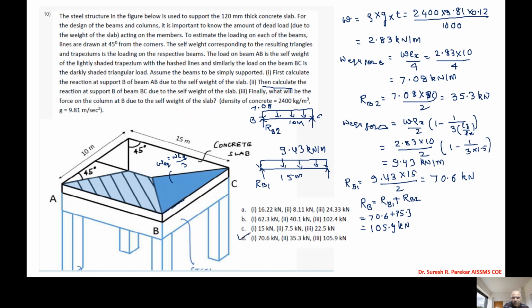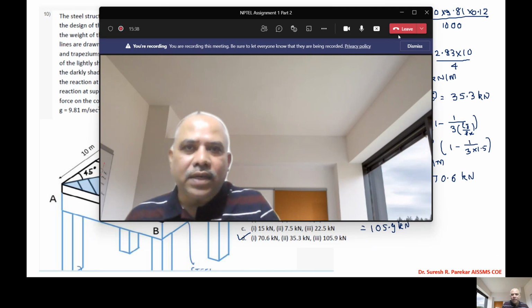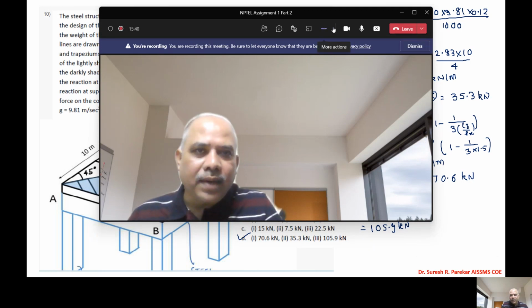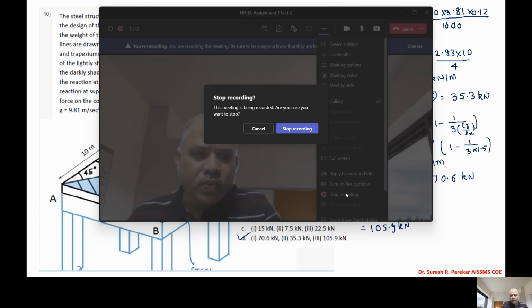which is option D. So likewise, we have to solve the problems related to NPTEL assignment number 1. So we will stop here only.